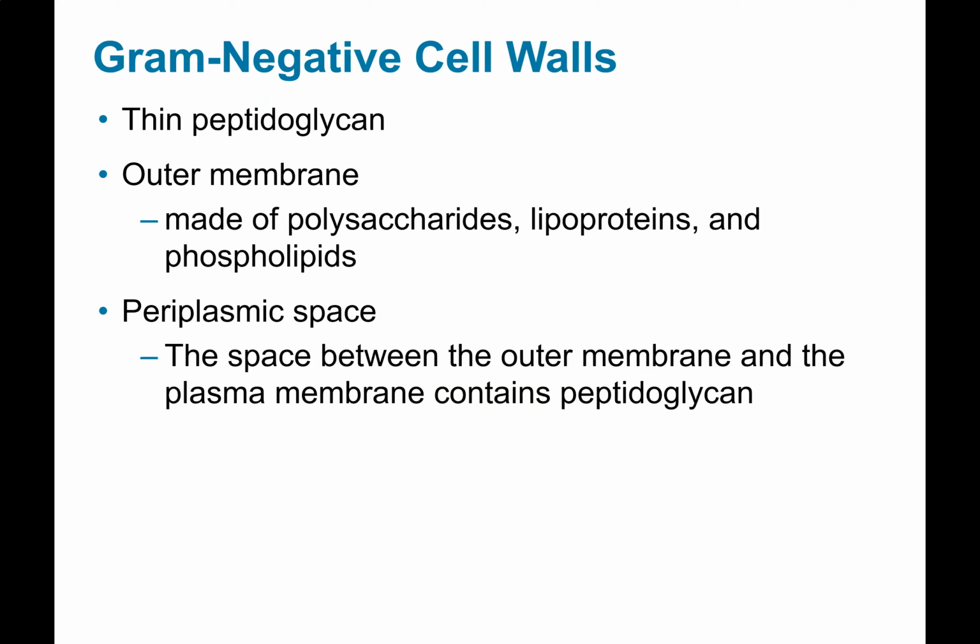And then we want to look at that in comparison to the structure of gram-negative cell walls. So gram-negative cell walls only have thin peptidoglycan, but they have this outer membrane that's made of polysaccharides, lipoproteins, and phospholipids. And this creates this periplasmic space, kind of this gap between the outer membrane and the plasma or cell membrane. And in that periplasmic space, that's actually where you find the thin layer of peptidoglycan.